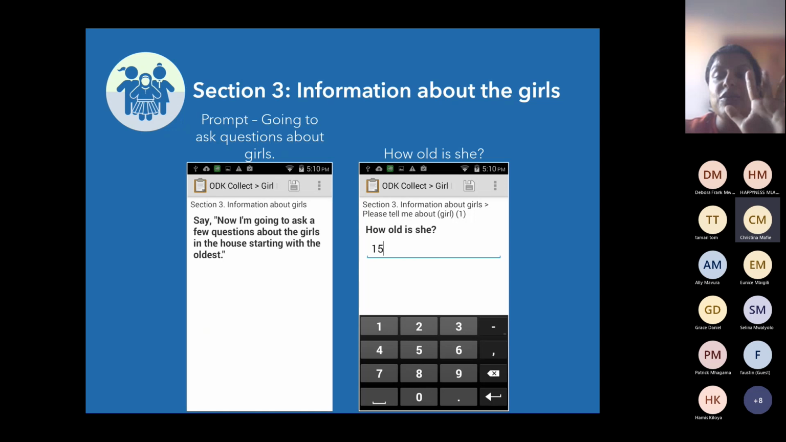Okay. So first, you're going to say, so now I'm going to ask you a few questions about the girls in the house, starting with the oldest. Obviously, if it's only 1 girl, you don't have to say starting with the oldest, but that is what you're intending to do. And the reason that we say that is just so that the person who's responding to you can keep organized in their mind who they're talking about each round. So first you ask, how old is she? In this case, she's 15.